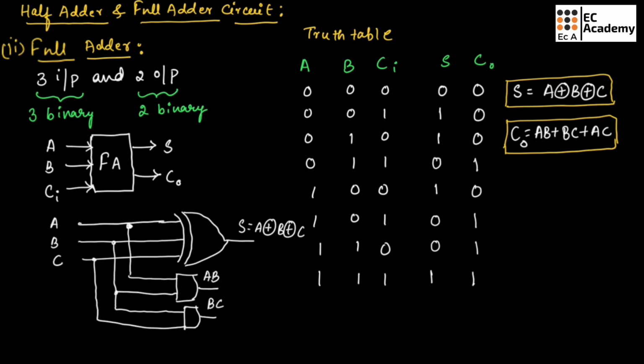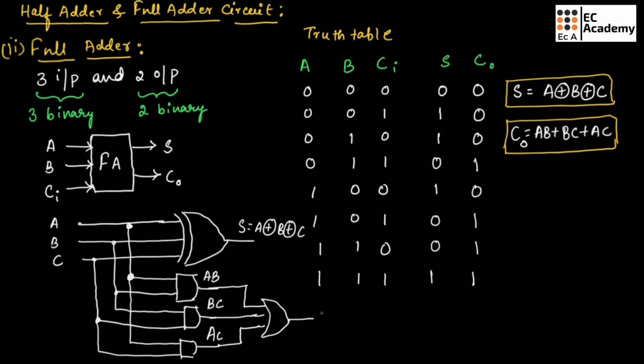The same way for AC, from A let us take the input from this pin. For C let us take the input from this pin. Let us connect that to an AND gate to produce the output as AC. All these three outputs are connected to an OR gate to produce the output as carry out equal to AB plus BC plus AC. So this is the logic circuit for full adder.